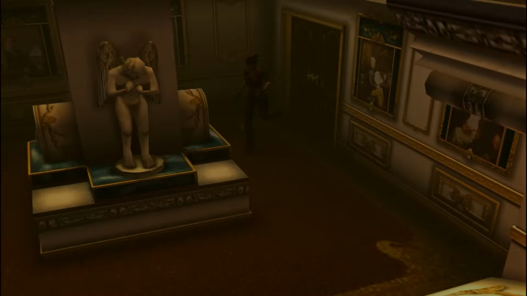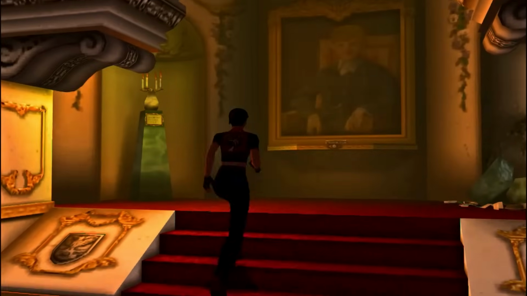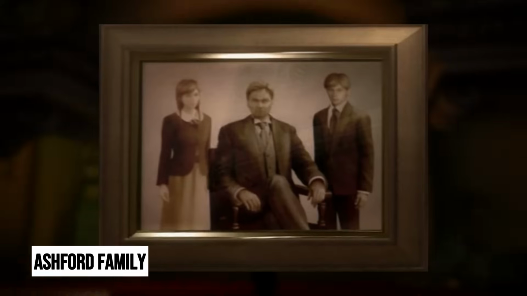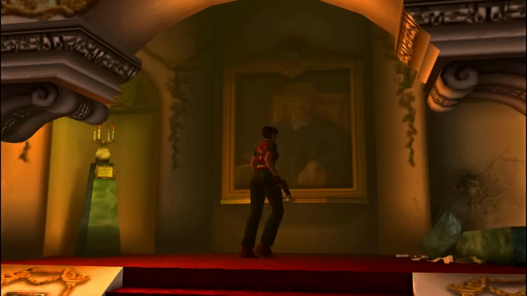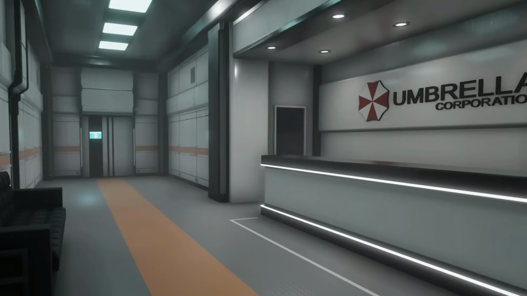legacy. To truly understand the T-Veronica virus, we must first delve into the history of the Ashfords, an ancient British aristocratic family with a deep obsession for science and genetics. This family played a crucial role in founding the Umbrella Corporation.